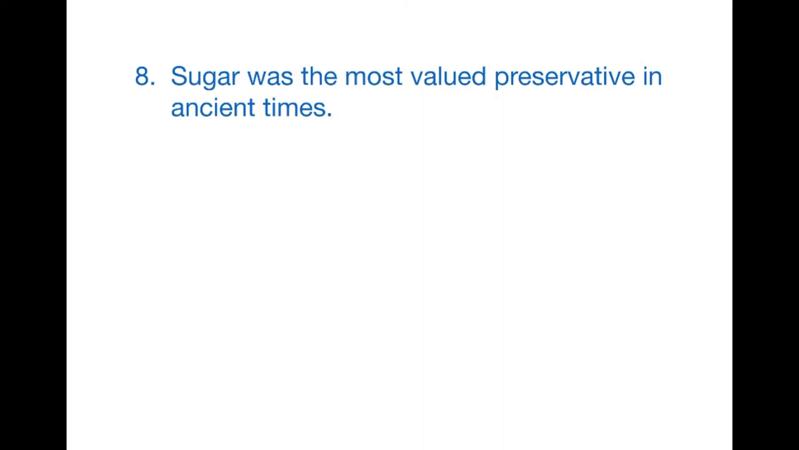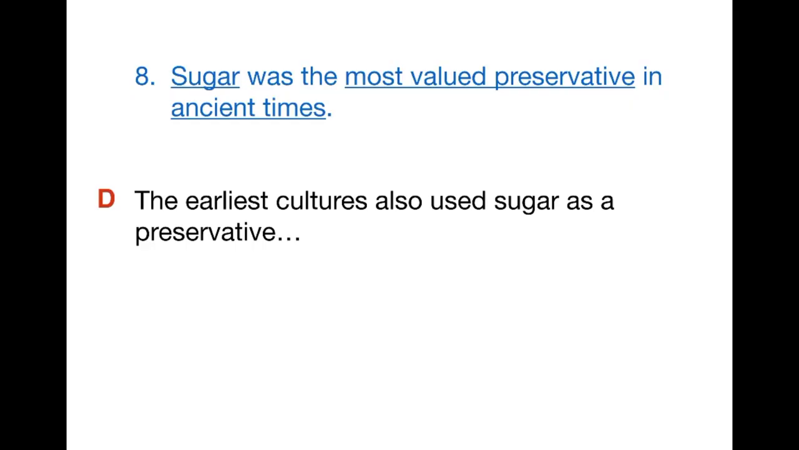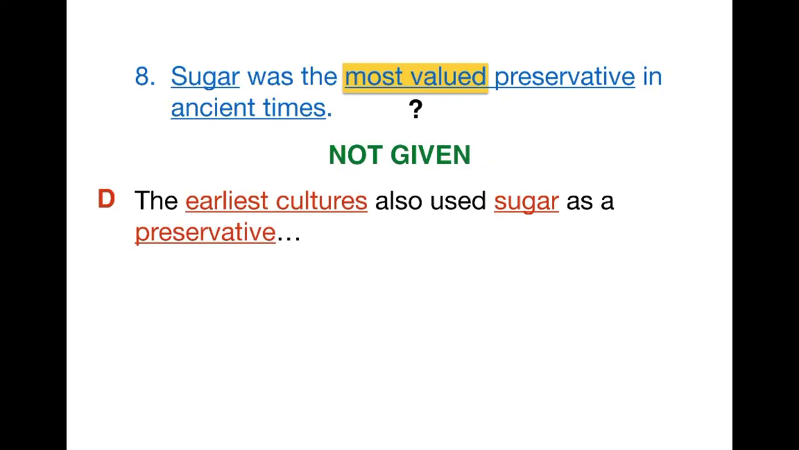Sugar was the most valued preservative in ancient times. I've underlined sugar, most valued preservative, ancient times. If we go to paragraph D, we see the earliest cultures also used sugar as a preservative. We have got some keywords there. Earliest cultures is like ancient times. We've got sugar and we've got preservative. But we don't have any information about sugar being the most valued preservative. There's no information about that, so we have to put the answer not given.